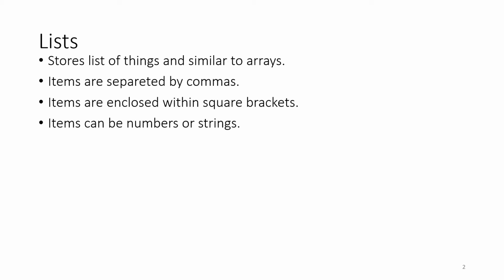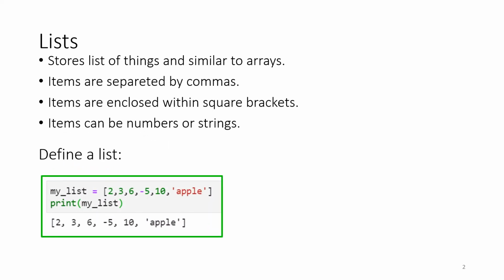Python lists store a list of things and they are similar to arrays. The items of a list are separated by commas and they are enclosed within square brackets. List items can be either numbers or strings. And here I have defined a list which has 6 items named myList, which includes both numbers and strings.